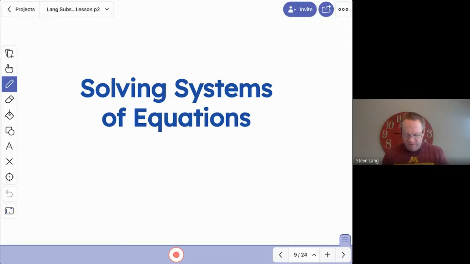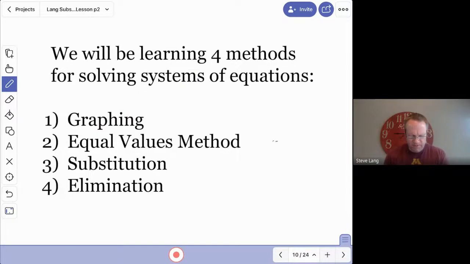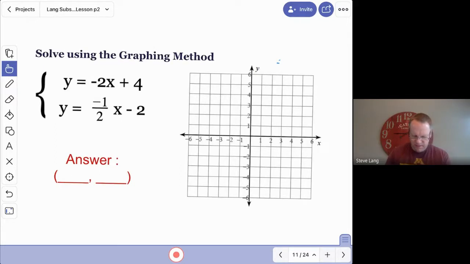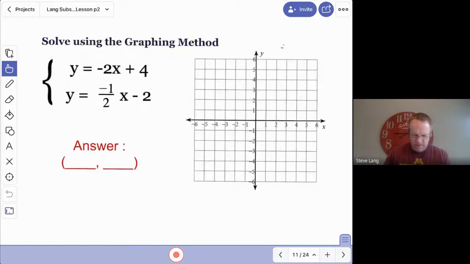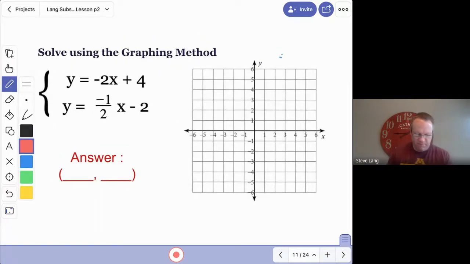So solving systems of equations. Remember, there's 4 methods we're going to use overall. And we've already done the first 2. And today we're going to start the third one. So let's just quickly review graphing. All right, so graphing, quick review here.